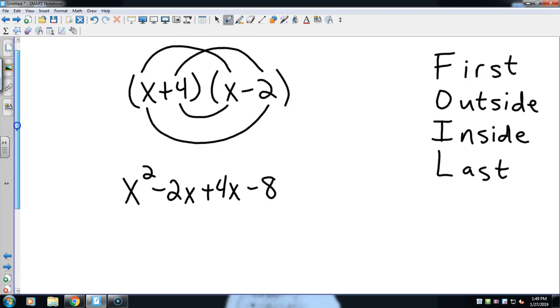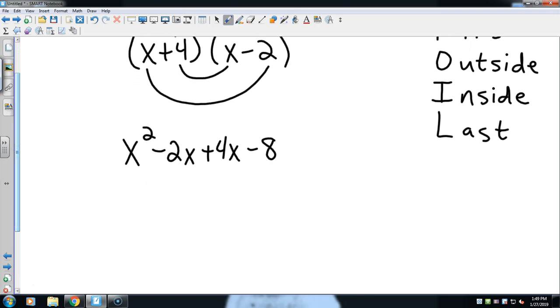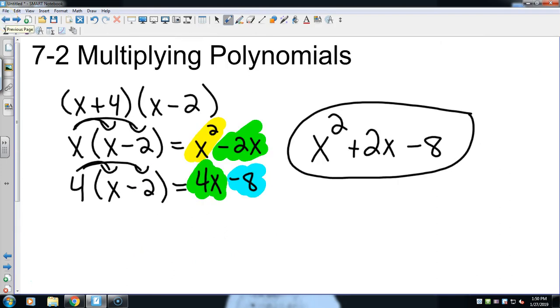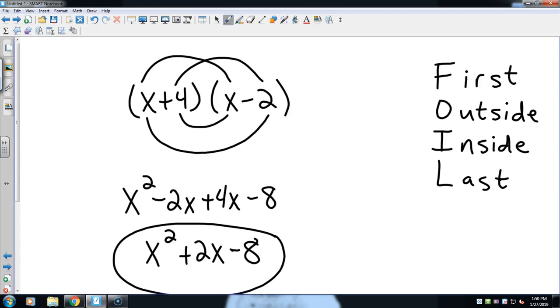Now, one of the reasons I like this one the best is because my like terms are in the middle with each other. And my outside terms don't have anything in common. So that's x squared plus 2x minus 8. And you will see as we rewind, we've got the exact same answer. So it just depends on which method you like best.